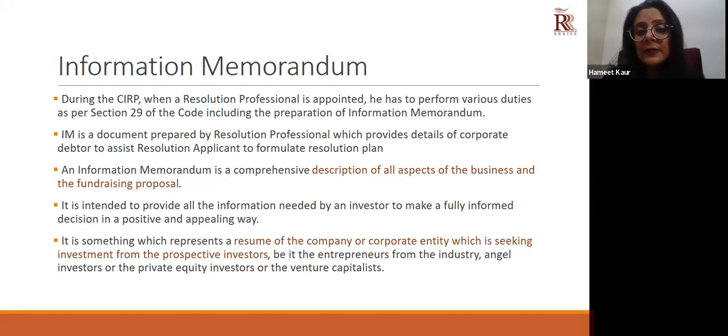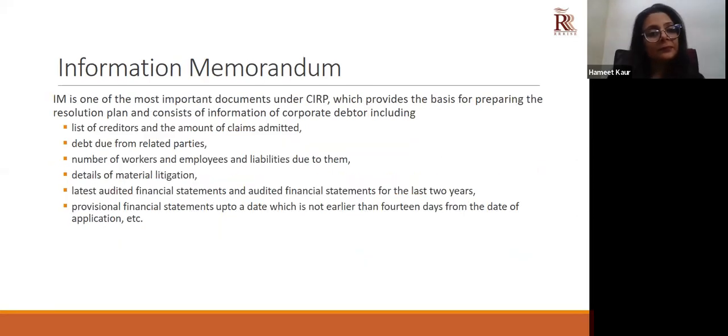And IM is a comprehensive description of all aspects of business and the fundraising proposal. It is intended to provide all the information needed by an investor to make a fully informed decision in a positive and appealing way. It is something which represents a resume of the company or the corporate entity which is seeking investment from the prospective investors, be it the entrepreneurs from the industry, angel investors, or private equity investors, maybe venture capitalists, or the strategic financiers.